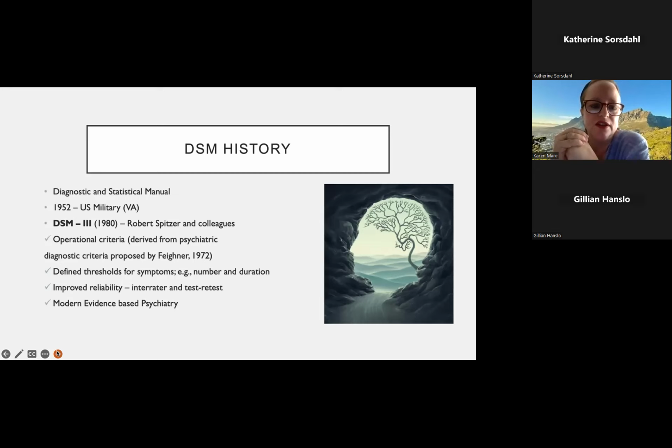So it's important to remember that reliability does not always improve validity. Validity is, am I measuring the underlying construct? Is there construct validity? Am I actually diagnosing depression when I'm using these criteria? But at least there was a major improvement in terms of how evidence-based psychiatry was practiced when we knew across the world what we were assessing and diagnosing.